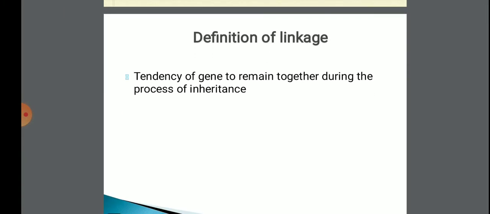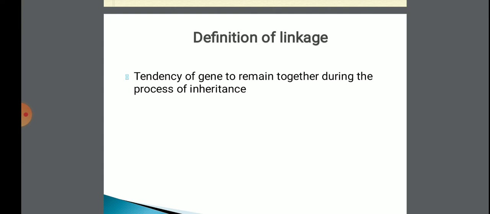Now firstly we should know what is linkage. Linkage may be defined as the tendency of genes to remain together during the process of inheritance. It means if there are two or three genes, they remain together and enter into the offspring together. This principle of linkage was first discovered by Bateson and Punnett.